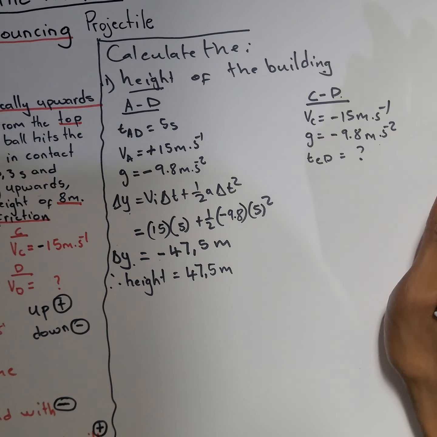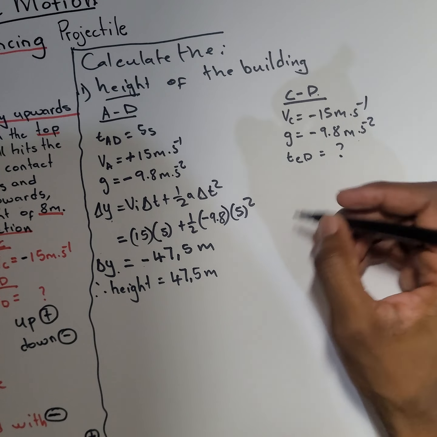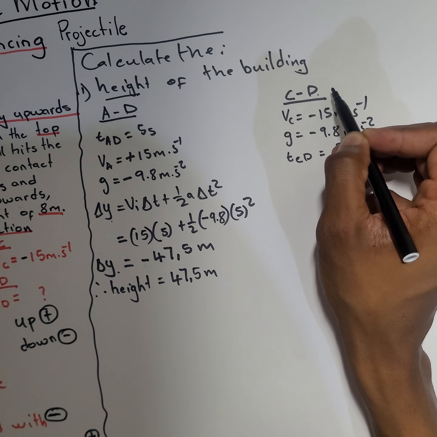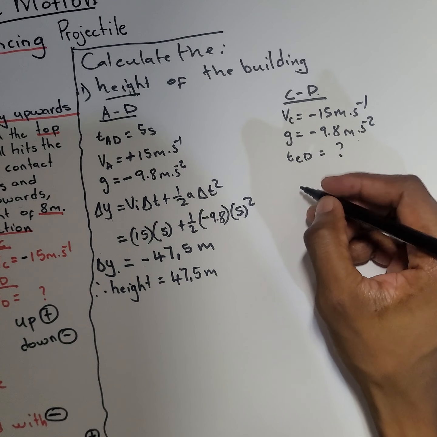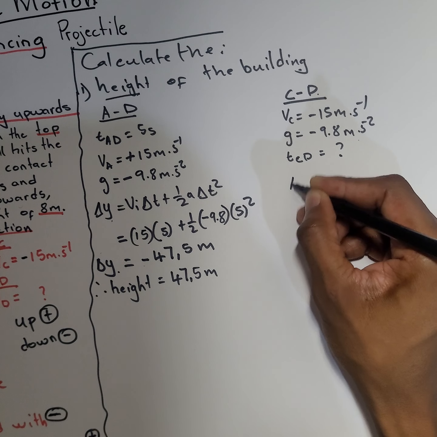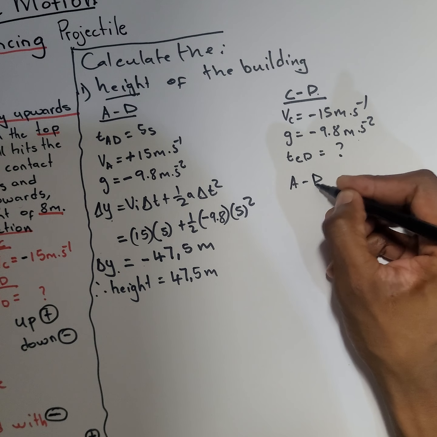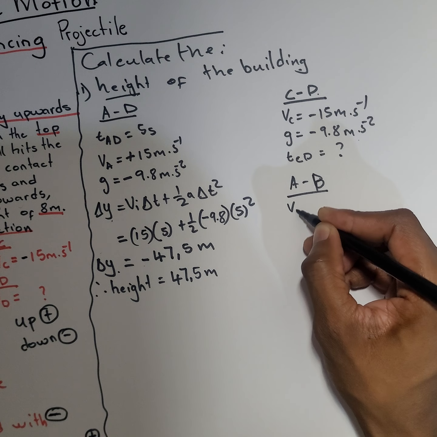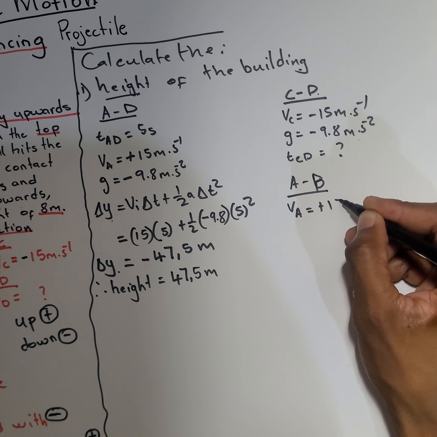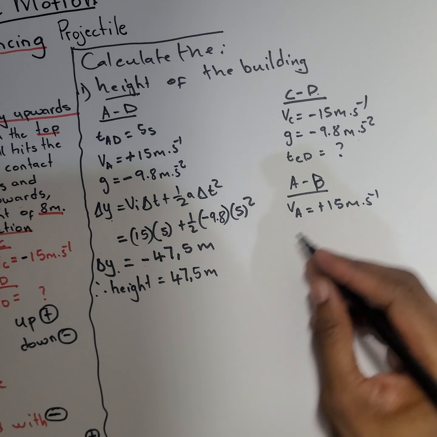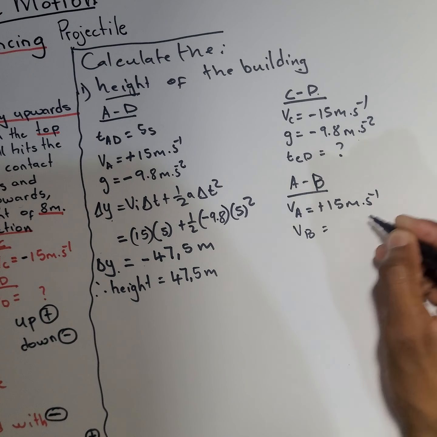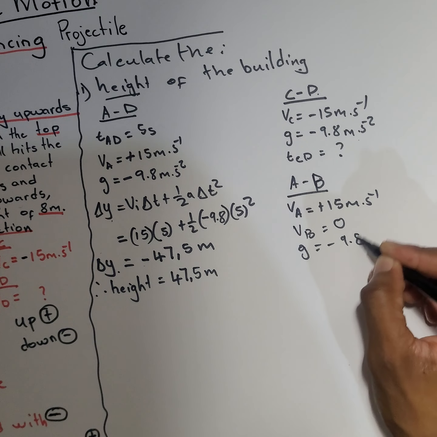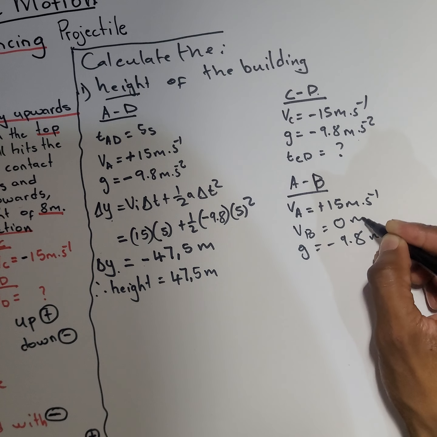There are so many ways to kill a cat, right? So when I want to work with this motion from C to D, let me first find the time from A to B, to the maximum height. So when I want to find that, I know the velocity at A is plus 15 meters per second, and I know the velocity at B is equal to 0, and I also know this variable, which is g, negative 9.8 meters per second squared.